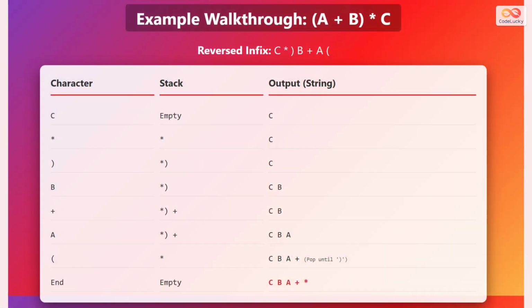Let's trace a plus b multiplied by c. We first reverse it. Then we process it using a stack. The multiplication has higher precedence, but the brackets force the addition to happen first in the logic. Notice how the stack handles the operators.